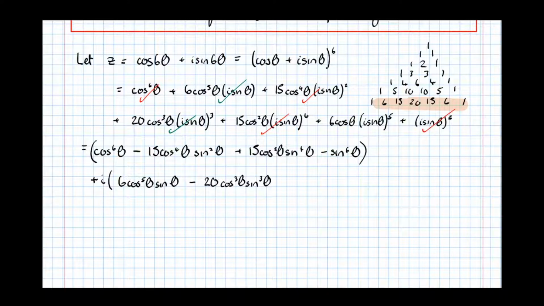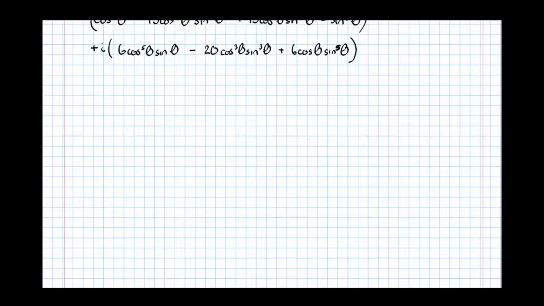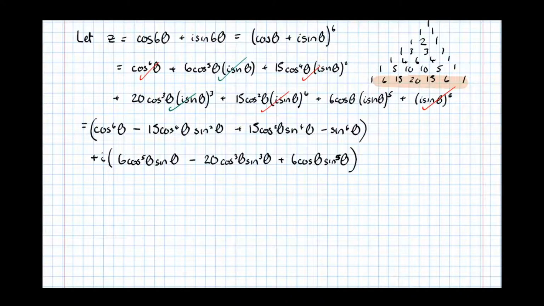And the last one is this one here, i to the power of 5. So i to the power of 4 is 1, so i to the power of 5 is back to being i again. So plus 6 cos theta sine to the power of 5 theta. And there we have it. We've got the number that we want. So this is the imaginary part here.